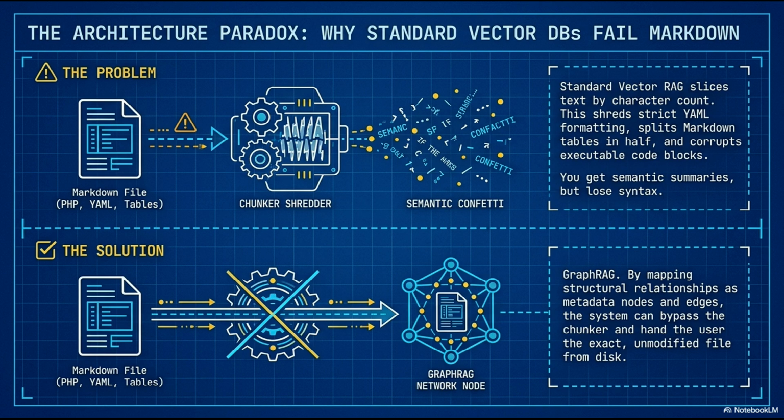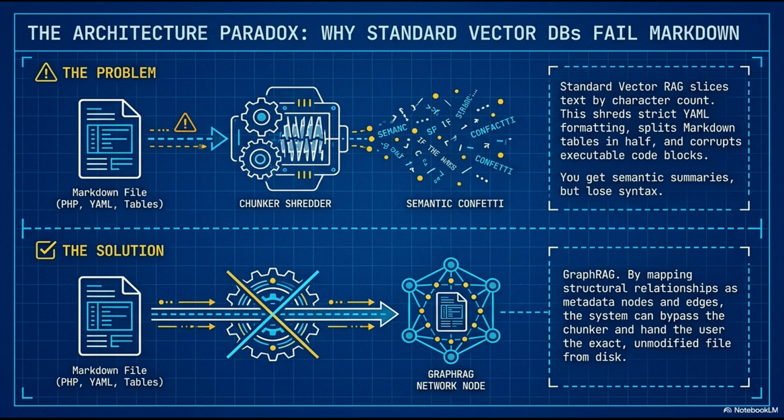Okay, let's unpack this for a second. A standard vector search is like putting a novel through a paper shredder and then asking the AI to tape together a summary of chapter 3 based on the shreds it thinks look similar. That is a perfect analogy. You might get the general semantic meaning, but the exact syntax of your PHP script is mangled. You can't just copy-paste the code anymore. Which defeats the purpose of a coding notebook.